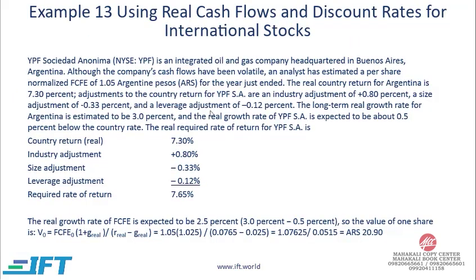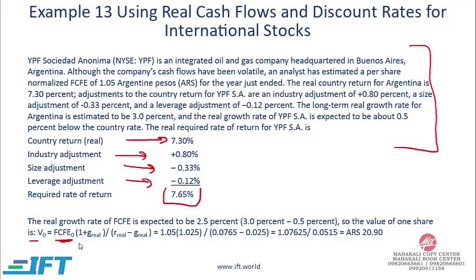Okay, so here is a very straightforward example. It might look complicated, but the underlying concept is straightforward. You are given the various adjustments in this discussion over here. This is the country real rate, and then these various adjustments are given, and you come up with the required rate. Then your value is FCFE into 1 plus G, so that's this over R minus G, and you come up with a number. So nothing too complicated.